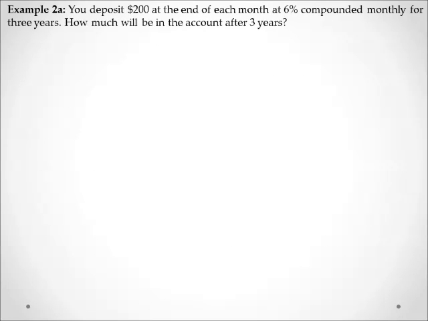Okay, here's another problem. You deposit $200 at the end of each month at 6% compounded monthly for 3 years. How much will be in the account after 3 years?